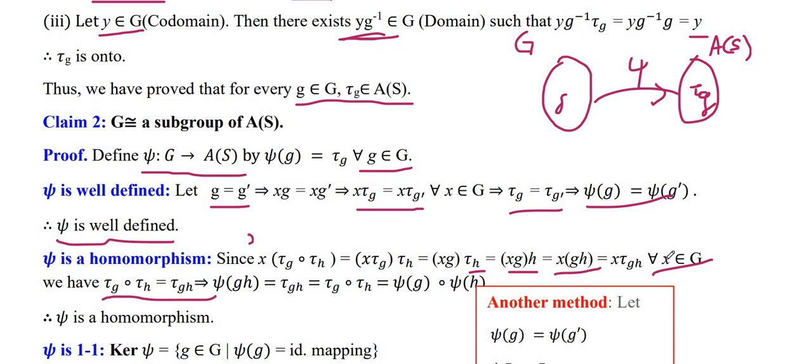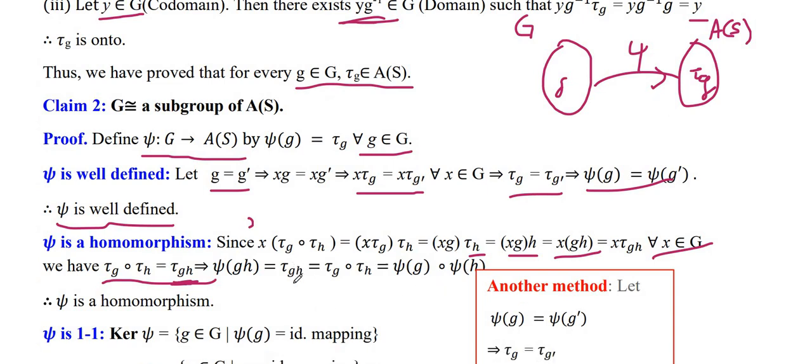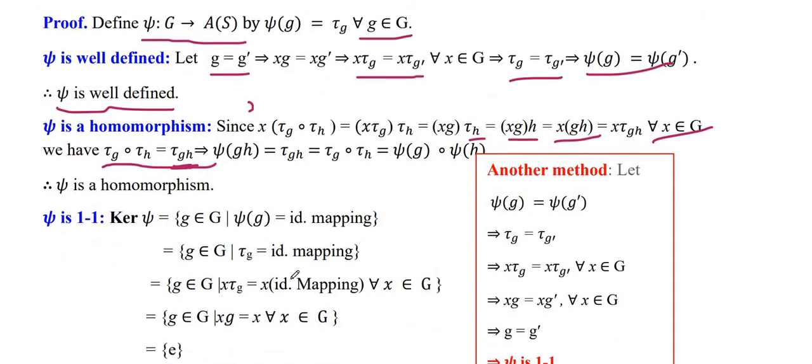So this being true for every x in G, the images are equal, therefore the mappings must be equal, and that in turn gives that tau GH, this is nothing but psi of GH, and this is nothing but psi of G composition psi of H. So psi of GH, which is tau GH, and tau GH is tau G composition tau H, and this is nothing but psi of G composition psi of H. Therefore psi is a homomorphism.